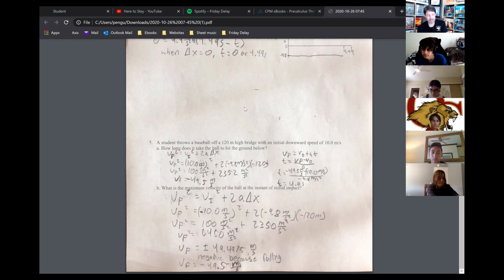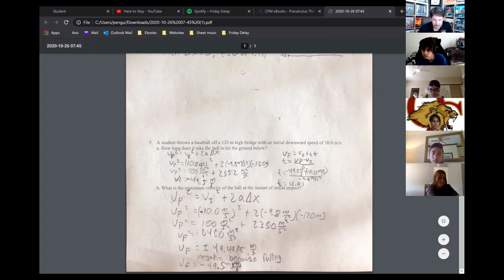And even though it made part A a two-step problem, one of the steps was answering part B. So, just test taking strategy. Thank you.